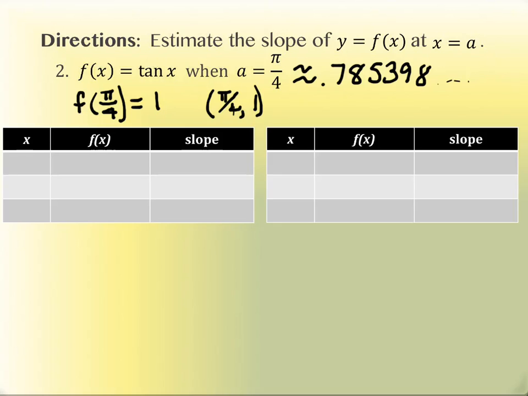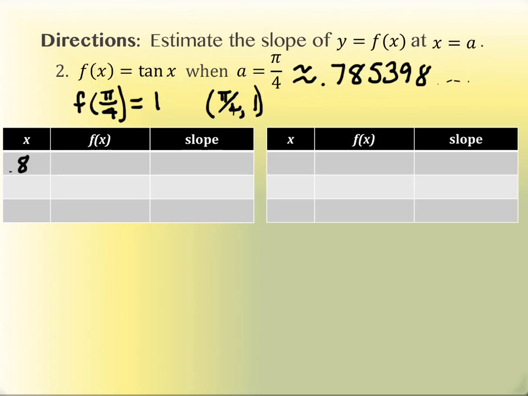But I'm going to think about that number 0.785 so that I can figure out x values on either side that are close and getting closer. So I'm going to start with something a little bit bigger, and I'm going to choose 0.8. There's nothing special about 0.8, but it's close to 0.785 and a little bit bigger. Make sense? All right, so again, there's nothing special about these numbers, so somebody else pick me another number after 0.8. Something that's slightly bigger than 0.785398, but it is smaller than 0.8.